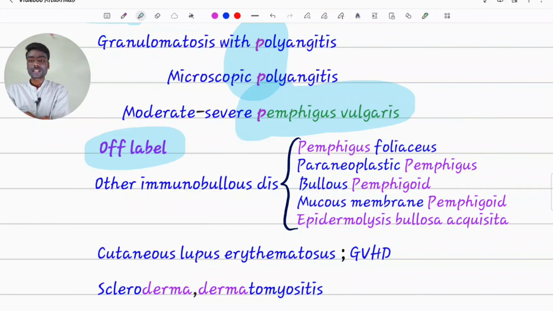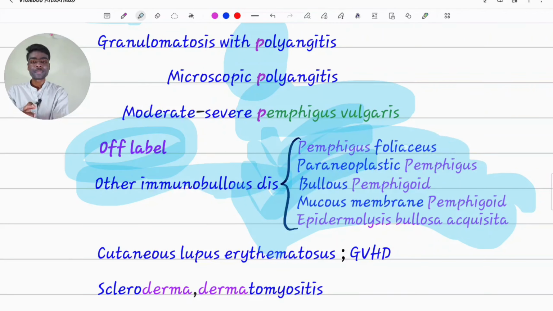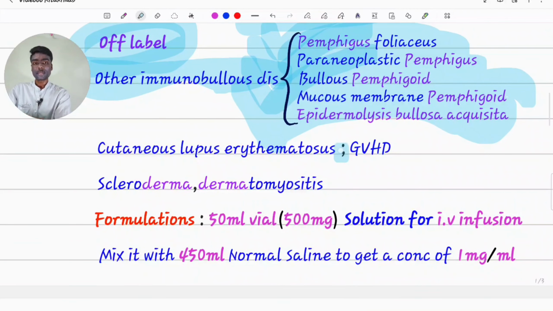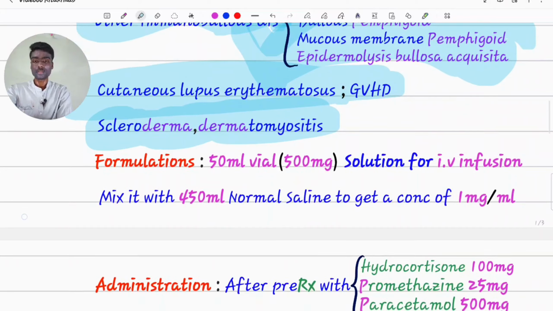Other immunobullous diseases are off-label uses, like Pemphigus foliaceus, paraneoplastic Pemphigus, bullous pemphigoid, mucous membrane pemphigoid, epidermolysis bullosa acquisita. Cutaneous lupus erythematosus, graft versus host disease, scleroderma, dermatomyositis. These are all the list of off-label uses of rituximab.